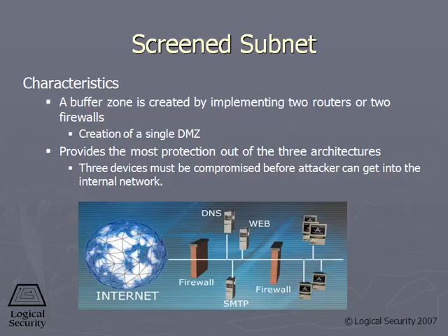Now, when the traffic's coming through in a screened subnet, that first firewall will have kind of looser rules because it's got to allow data to go into the DMZ systems, but then when it goes to that second firewall, they're tighter, meaning that it only allows traffic to go into the internal environment.